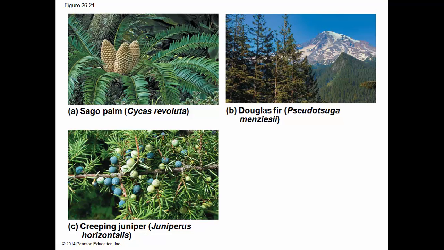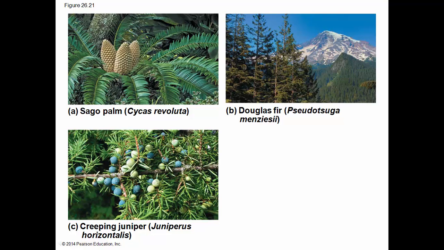Okay, here's the sago palm. This is a tropical plant right here. It's a gymnosperm. It's not really a palm tree. It's a cycad, which is its own lineage. Here's a Douglas fir. These are large pine trees that are found particularly in the Pacific Northwest.